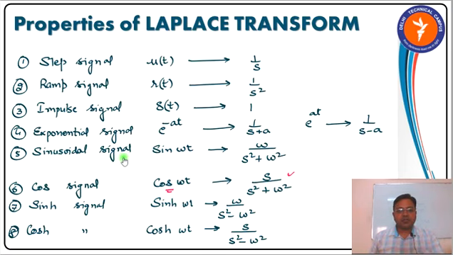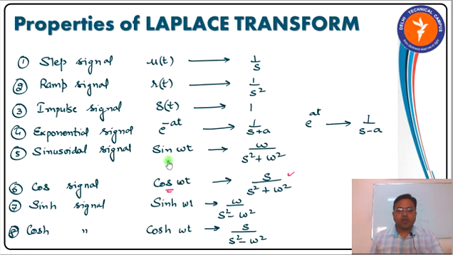Similarly, if we have a sinusoidal signal, then the Laplace transform of sine omega t will be omega divided by s square plus omega square. And if it is a cosine signal, cos omega t, then its Laplace transform will be s divided by s square plus omega square. Students generally get confused between these two formulas.